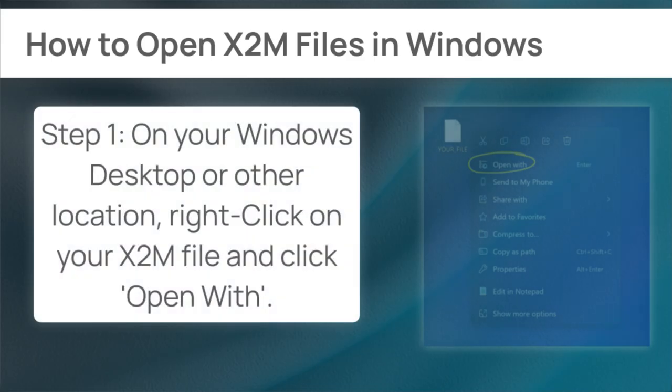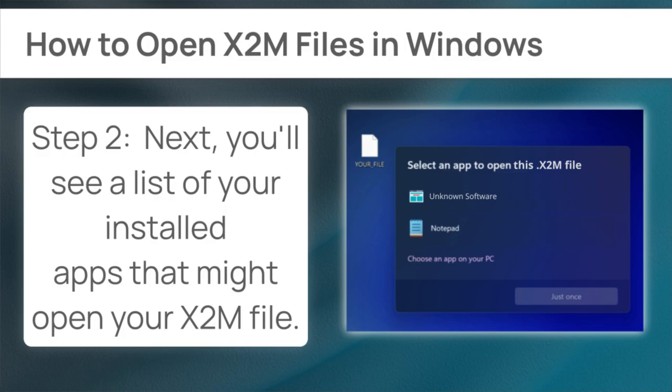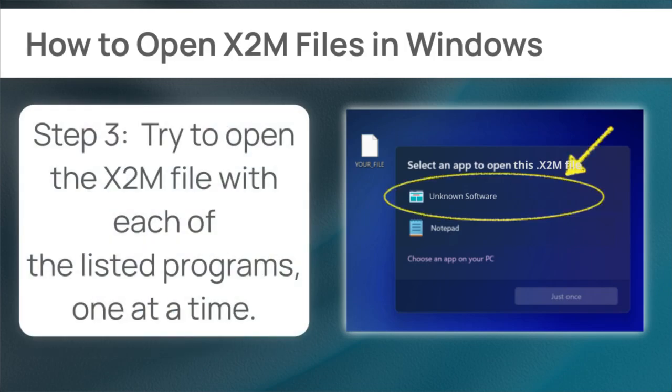We are performing a vital check of your system's software. Right-click your X2M file and choose Open With. Test with unknown software first. If it's missing, select another program. The fix is often a simple compatibility swap.